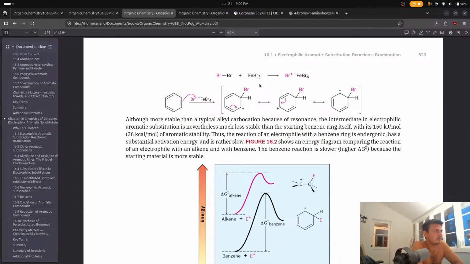Although more stable than a typical alkyl carbocation because of resonance, the intermediate in electrophilic aromatic substitution is nevertheless much less stable than the starting benzene ring itself. Thus, the reaction of an electrophile with a benzene ring is endergonic and has a substantial activation energy and is rather slow.